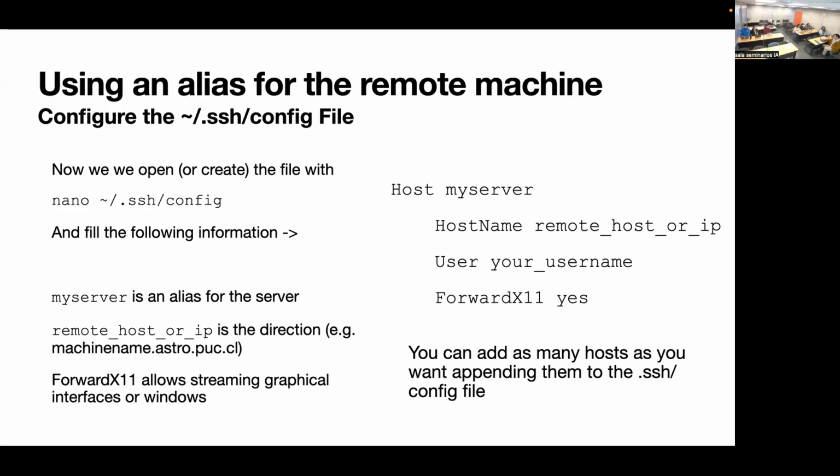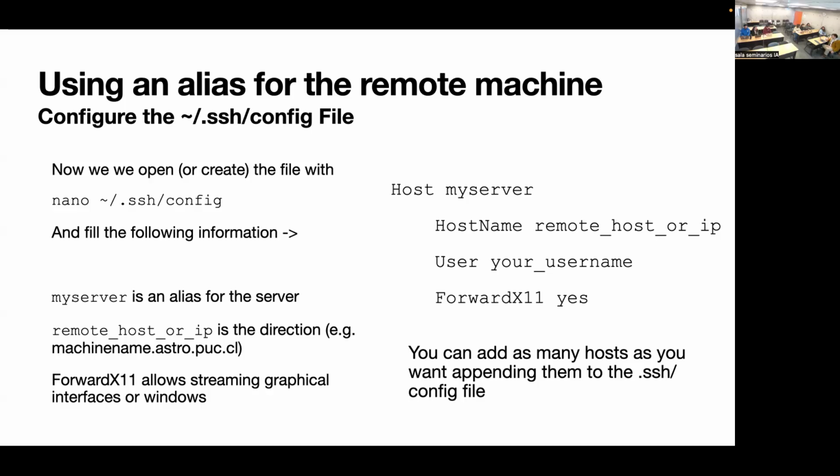If we add the following information in the right panel, it says Host, my server, HostName, and User. So my server is an alias for the server you're connected to. For example, I can call it server 1, server 2, server 4, or whatever you want. Then in the HostName argument you put the remote address, the IP address of the remote machine. For example, if it is black, it would be black.astro.puc.cl. That's the address of the remote machine. And in User, you put your username.